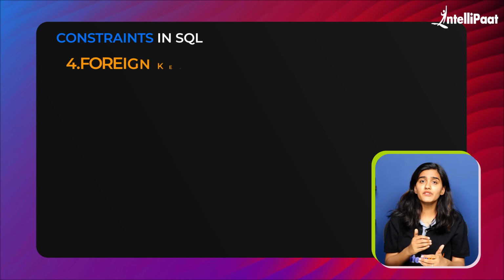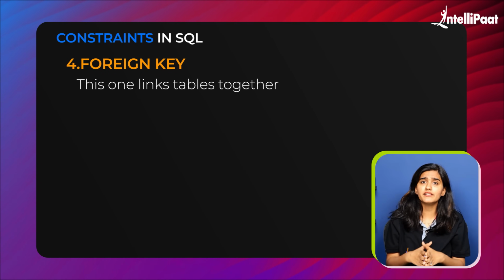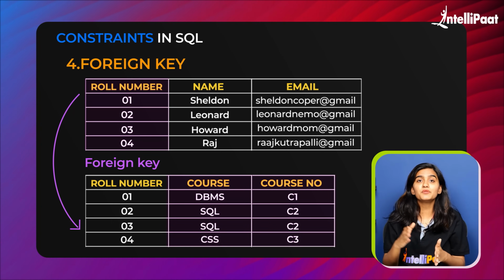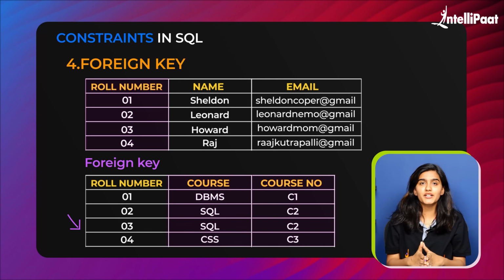Let's see our fourth constraint, which is foreign key. This one links tables together. Let's say you have another table listing courses. A foreign key could connect the student table to the course table, linking each student to their courses.